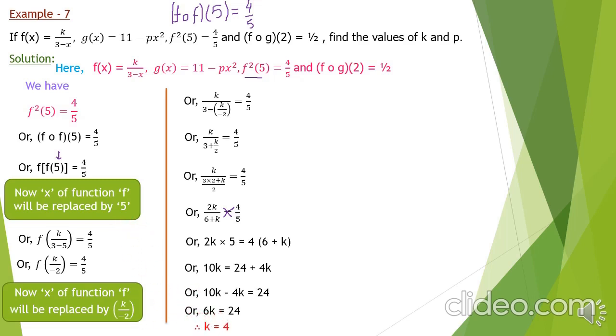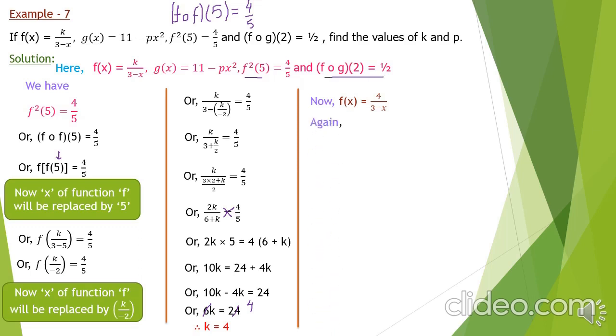Now you can see on your screen, 6 for the 24. So 6 1 is 6, 6 4s are 24. So we have to replace the value of k. Now our function f will be fx equals 4 upon 3 minus x, because we have found the value of k to be 4, so we can replace it. Now we have to find the function g. So to find the function g, we will use this condition.